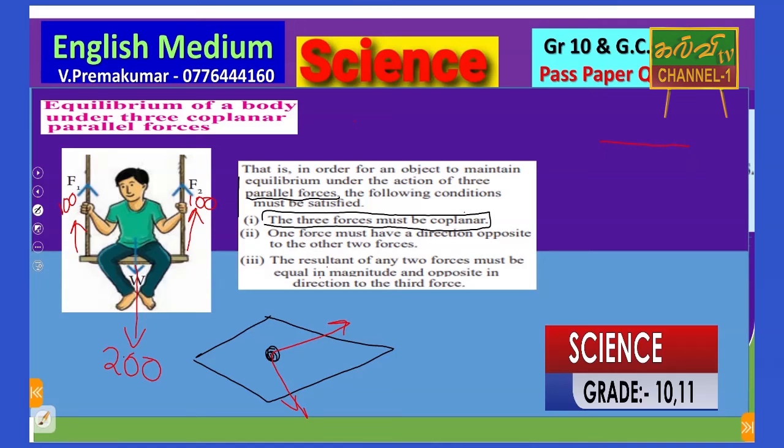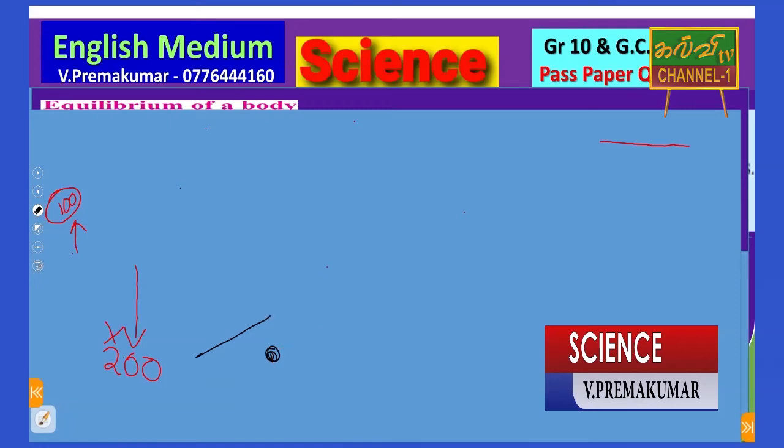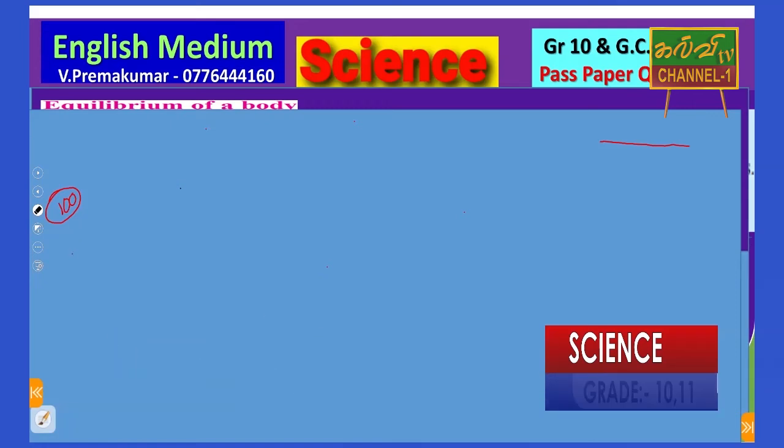The resultant of any two forces must be equal in magnitude, resultant magnitude, and opposite to the third force. Here our past paper questions expected the same direction, but it should be opposite direction to the third force. Here this 200 and 100, it can become 200, but in the opposite direction. Now we can work out all these things, and find out how two forces and three forces can be in equilibrium.